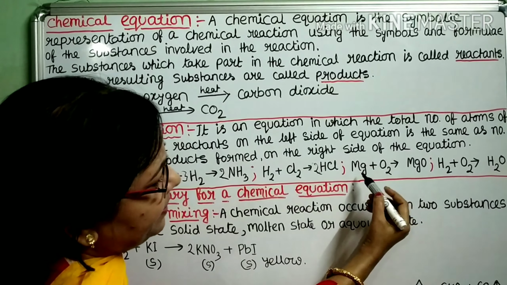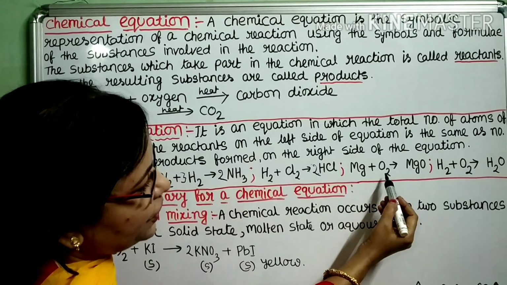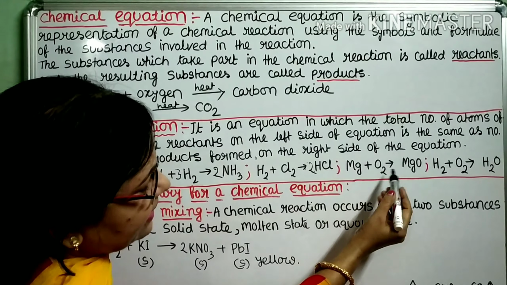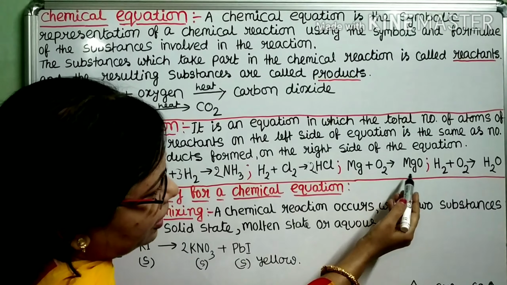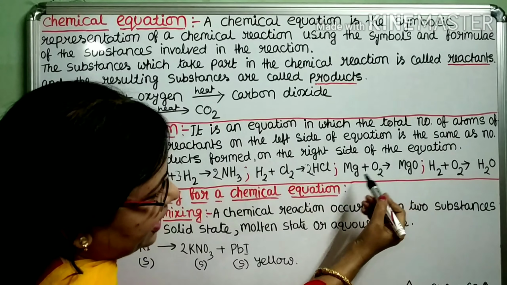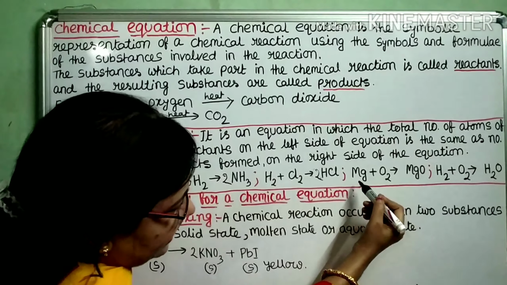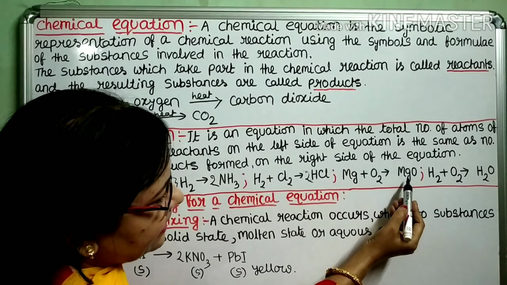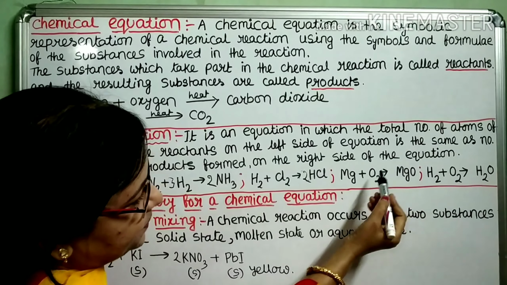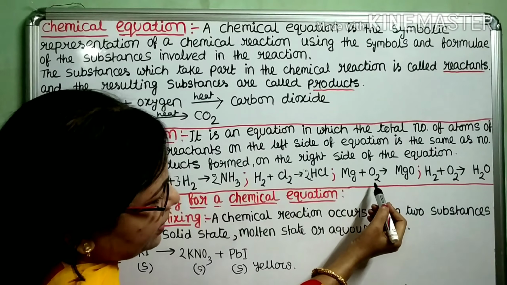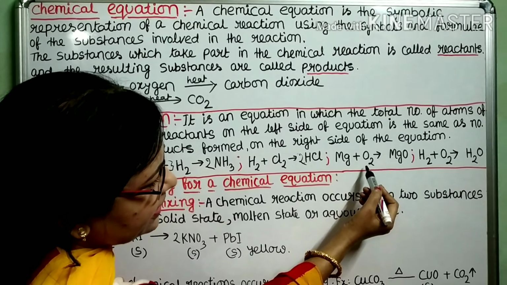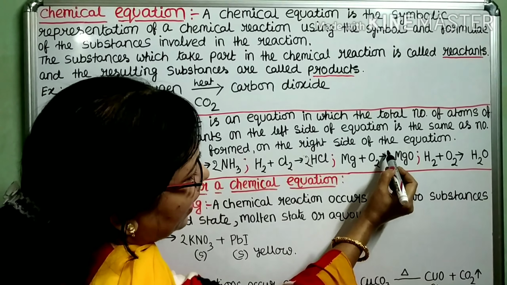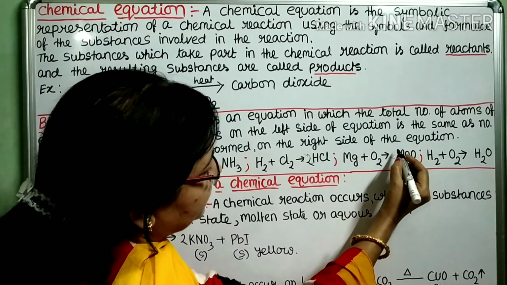Now in case of Mg, when magnesium reacts with oxygen, magnesium oxide is formed. Now see if it is balanced or not. It is not a balanced equation, as on the left side there is 1 magnesium atom. On the right side there is also 1 magnesium atom. But in case of oxygen, on the left side there are 2 oxygen atoms. On the right side there is 1 oxygen atom. So I am writing here 2.